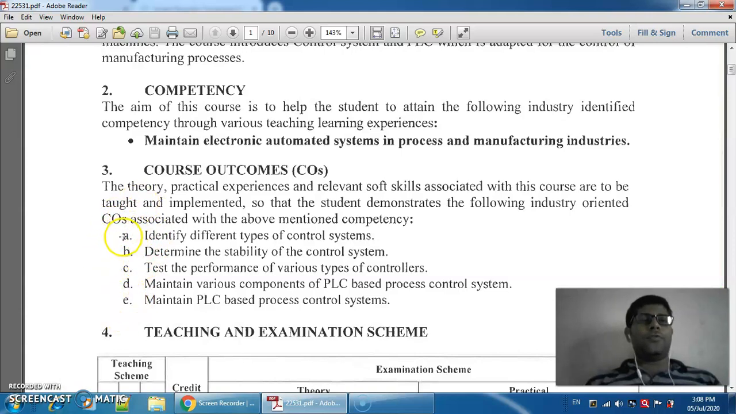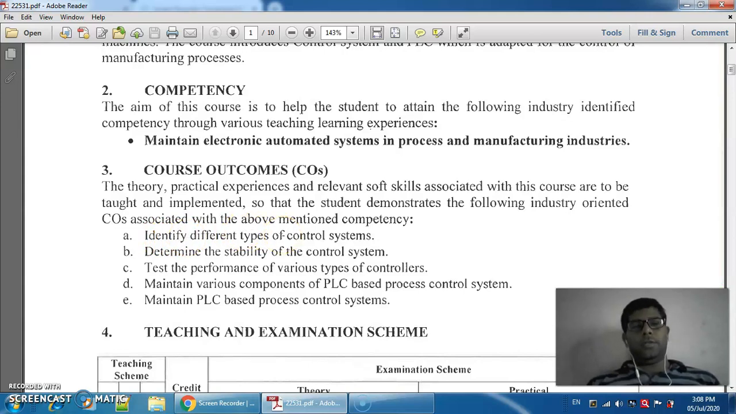So for each chapter there is one separate outcome, right? So for 5 chapters there are 5 outcomes. First of all, we will see the first outcome, that is outcome A. A's outcome is for the first chapter, B outcome is for the second chapter, C is for the third chapter, and so on. So what is the first outcome? The first outcome is to identify different types of control system, right?